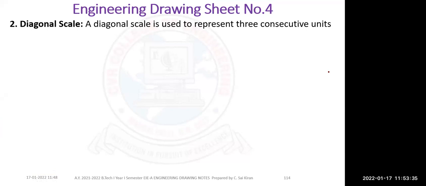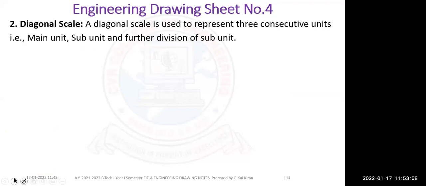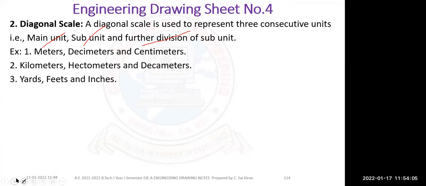So already we have the main division. This main division we are dividing into subdivisions, and this subdivision we are again dividing into sub of subdivision. In total, three consecutive units we need to measure by using this diagonal scale. So main unit, subunit, and further division of subunit. So in total we can measure three units.